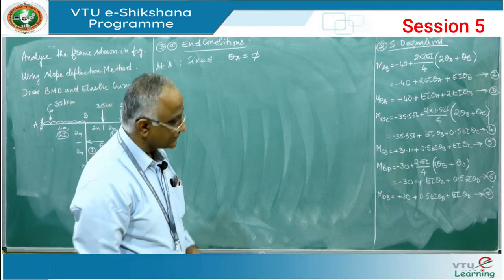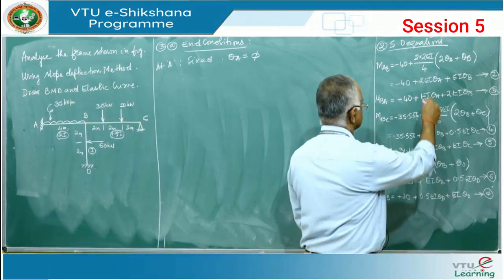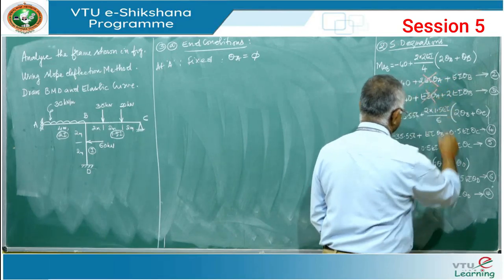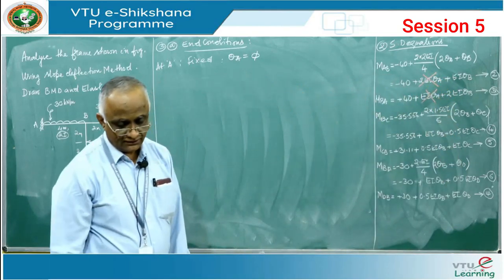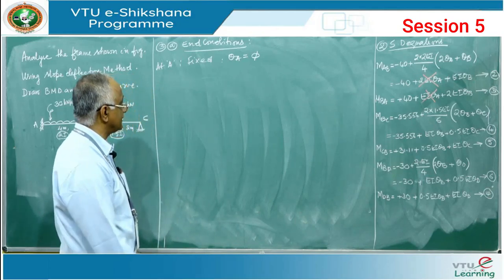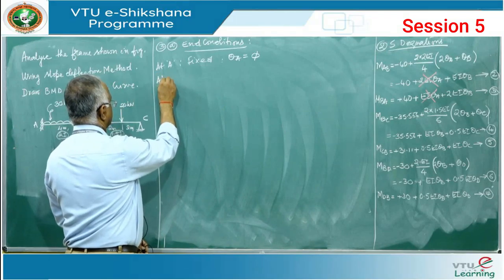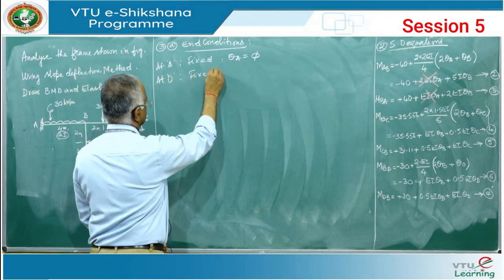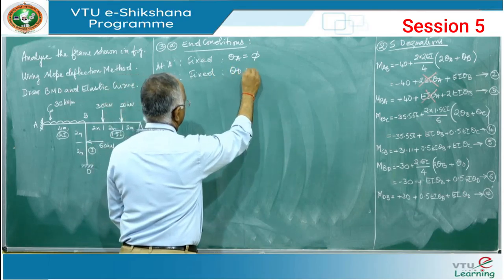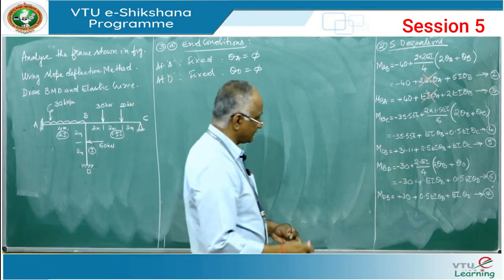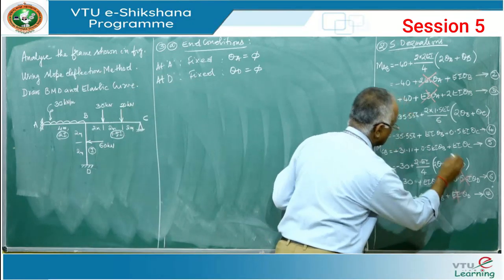So, straight away take out these terms in these equations. In equation 2, I don't need this term, and in equation 3, EI theta A is eliminated. So, out of the three unknowns, theta A is eliminated, and at D, again the support is fixed. So, theta D is again equal to 0. So, you can eliminate theta D from the last two, 6 and 7.